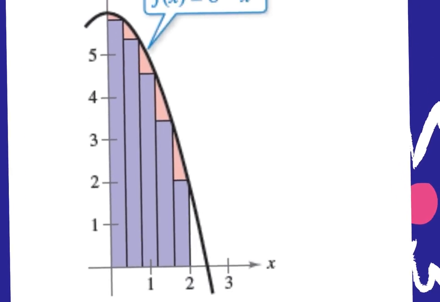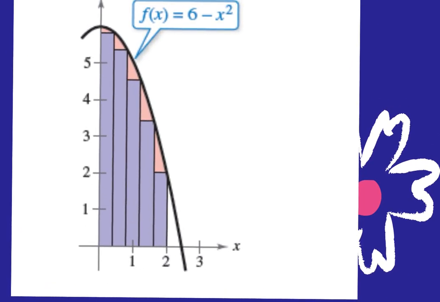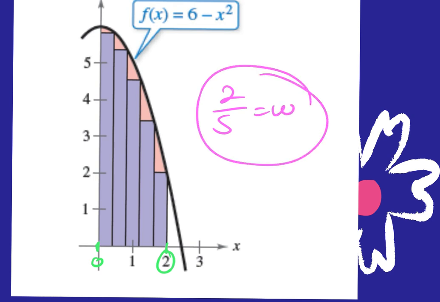So the first thing I'm going to do is figure out the width, because the width is the easiest thing because it's consistent across these, right? So if you look at the bottom, I'm going to go from 0 to 2, right? And then how many rectangles are there in this case? 5. So if I wanted to know what the width of each of them were, what would I do? Divide 2 by 5. So the width of each of those is going to be 2 over 5.